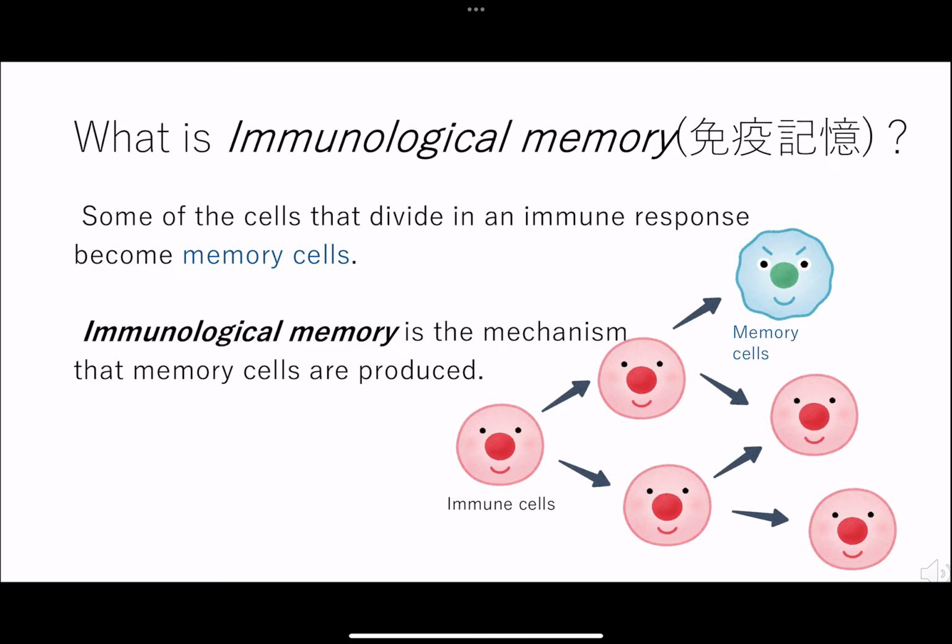Now let me explain the subject of this presentation. Immunological memory. When cells divide in the immune response, some cells become memory cells. Immunological memory is a mechanism by which memory cells are acquired, and when infected once again, they react quickly and release antibodies.